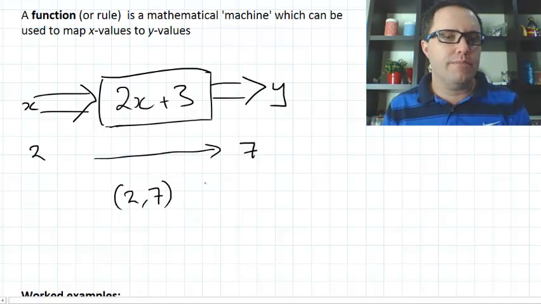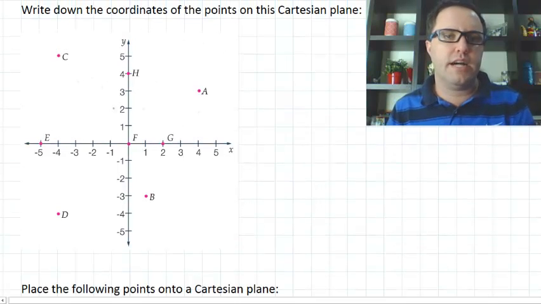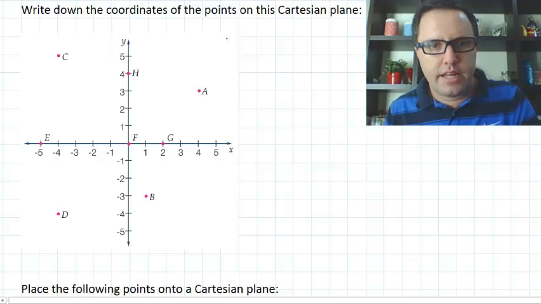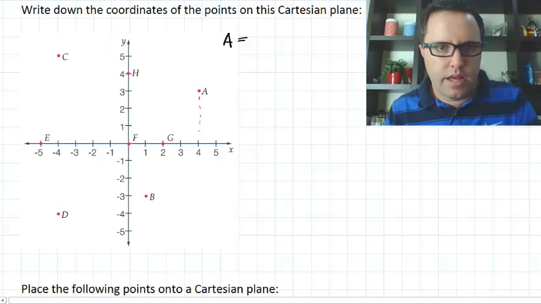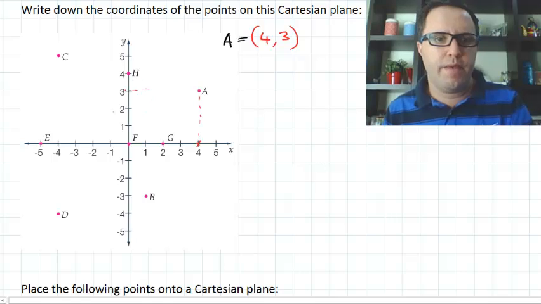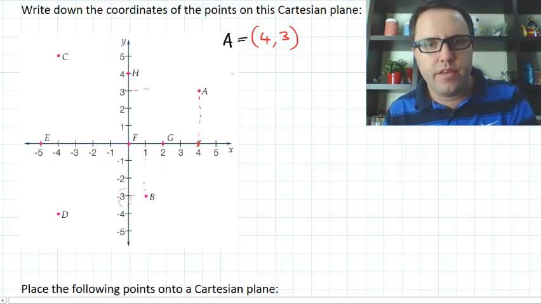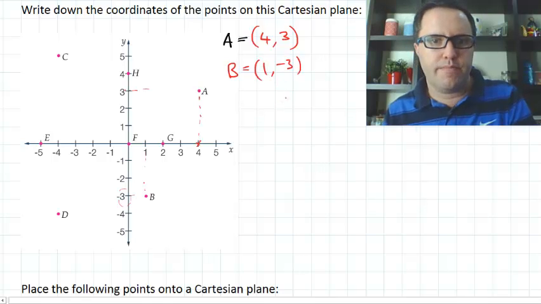Okay, right, let's have a look at some worked examples. Let's write down the coordinates of the points on this Cartesian plane. So A has an x value of 4 and a y value of 3. So A is 4, 3. Remember, it's x value first, then y value. B is down here. So we've got an x value of 1 and a y value of -3. So B is equal to 1 comma negative 3.